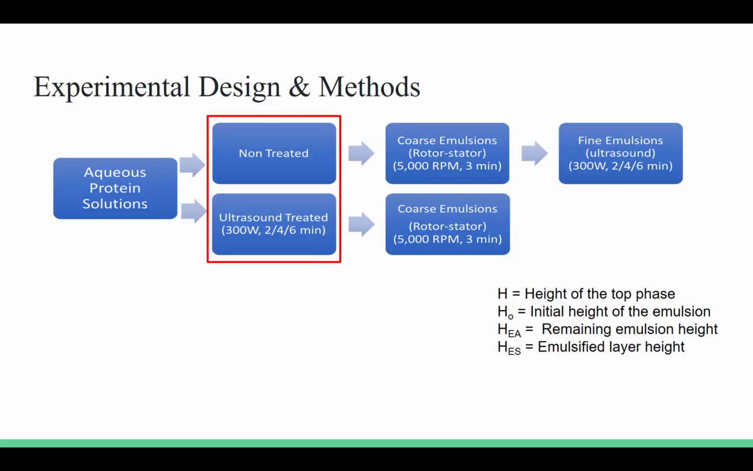So for the coarse emulsions, for this non-treated one, we had 70 milliliters of the non-treated protein solution and 30 milliliters of sunflower oil added to it, and then it was homogenized using the rotor-stator. Whereas here we took the ultrasonicated protein solution from the previous method and did the same thing. We added 30 milliliters of sunflower oil and then homogenized it using the rotor-stator. Additionally, they made a fine emulsion from the non-treated, and that's where they would sonicate it.